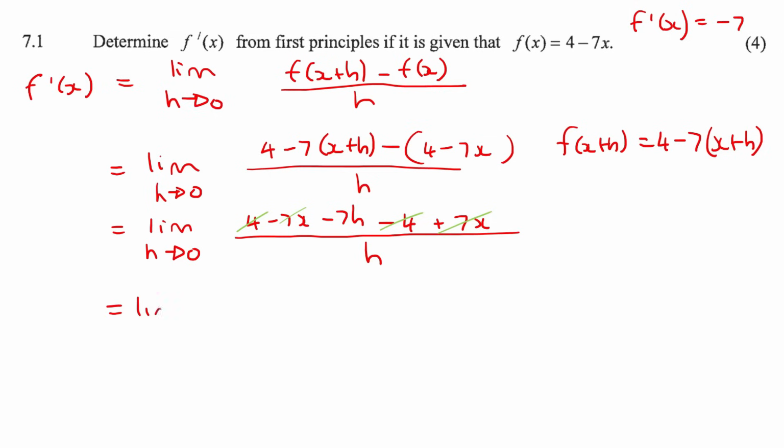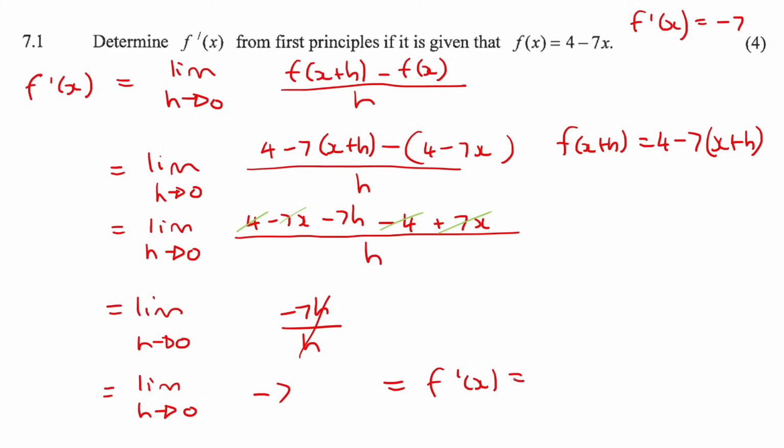And so what we're left with now is minus 7h over h. Now normally we would take out a common factor at the top, but there is only one term, so these h's can cancel. And so what we have now is just minus 7. And so technically we're supposed to let h become 0 now, but there is no h. And so the answer is just going to be minus 7. And that is exactly what we said earlier.